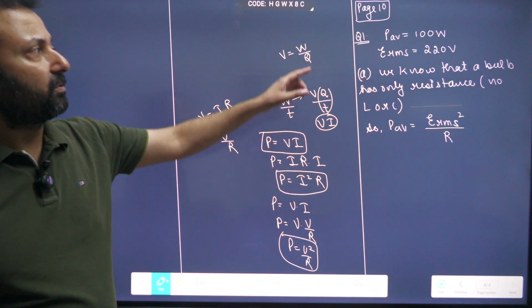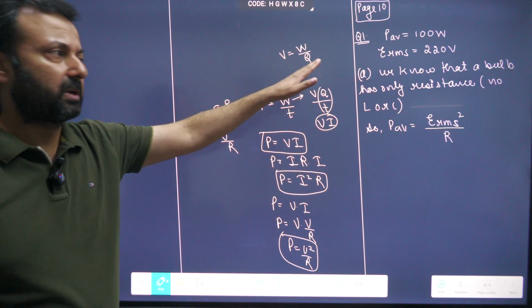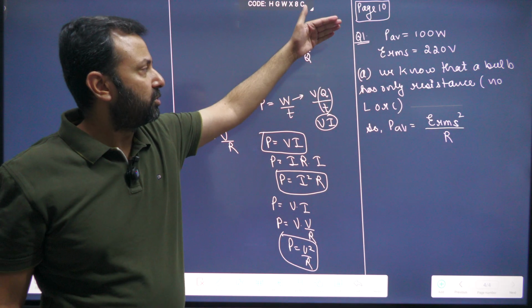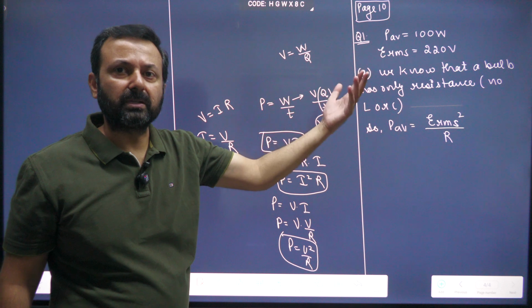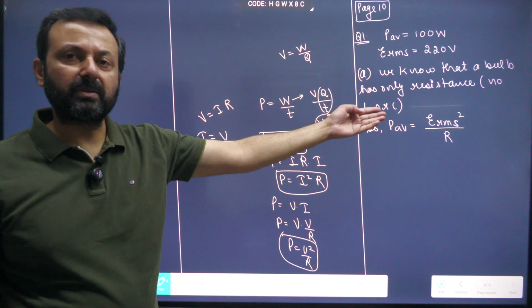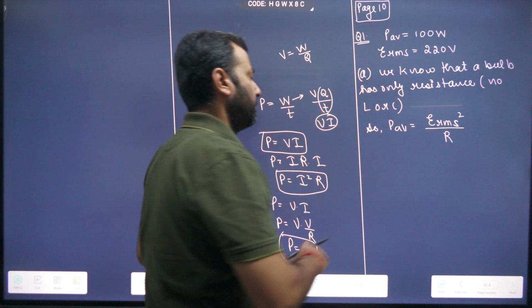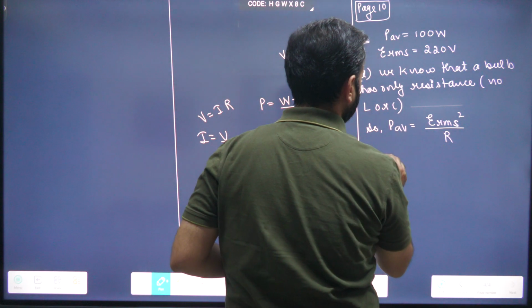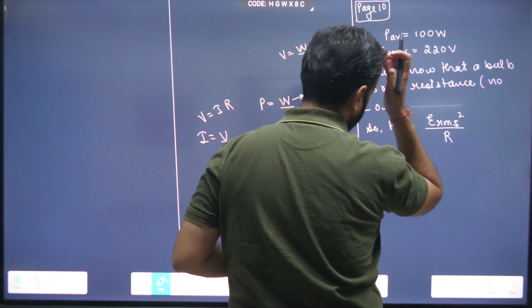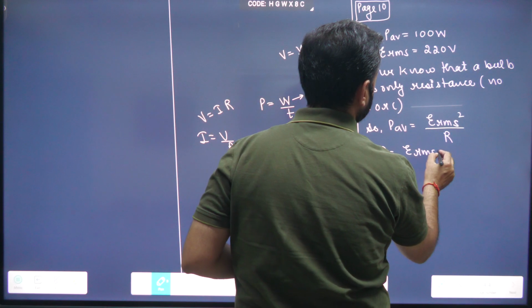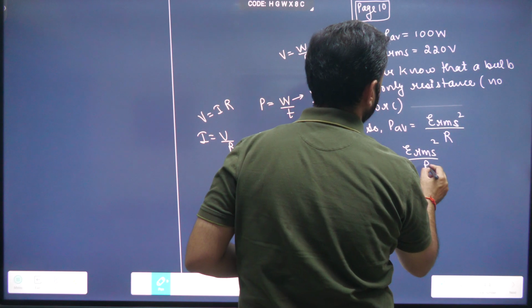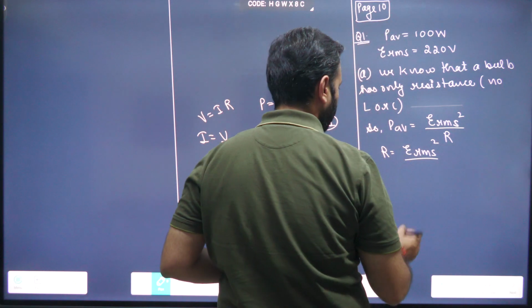So in this question, we are provided with ERMS. ERMS is simply voltage. So ERMS, power, and they are asking about resistance. So I will write ERMS square upon R. Therefore, R will come here and P average will come here. R is equal to ERMS square upon P average.